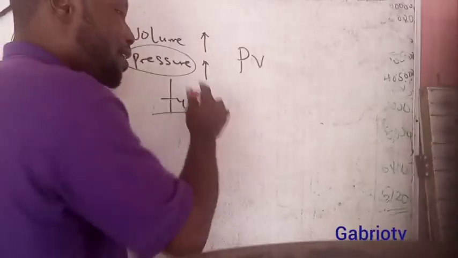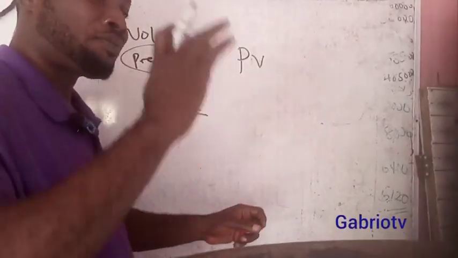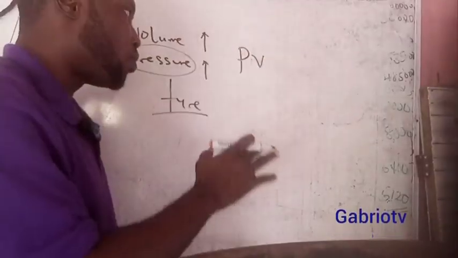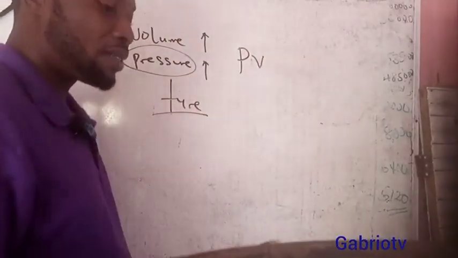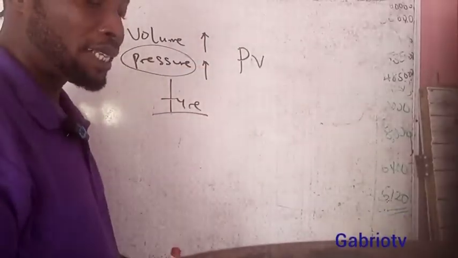Exerting more force, the particles collide with each other, and it brings up more volume. So if I take the tire to the vulcanizer, I'm going to pressurize the tire and put in more volume. So the volume and the pressure increase. As the volume increases, the pressure increases. That is Boyle's law.